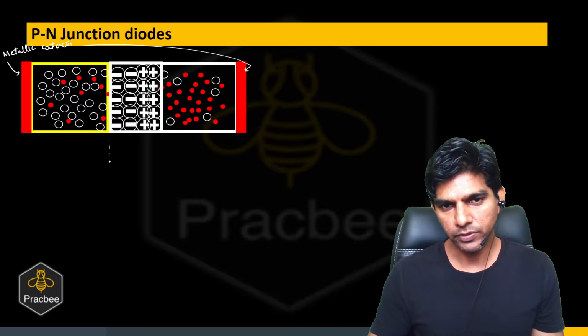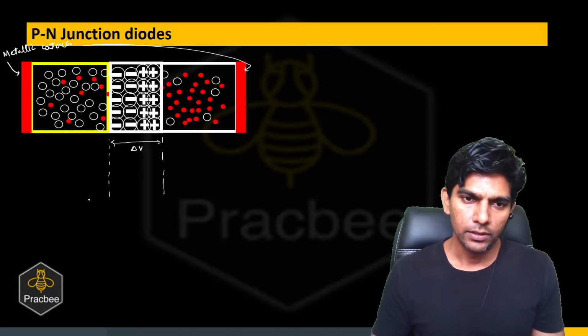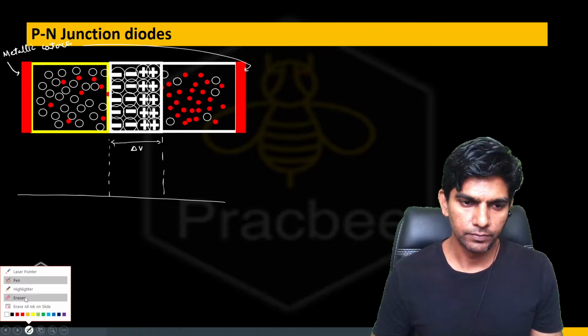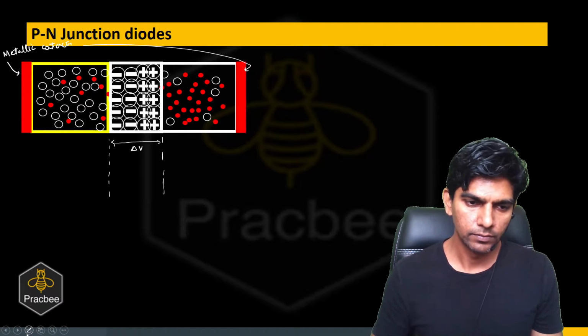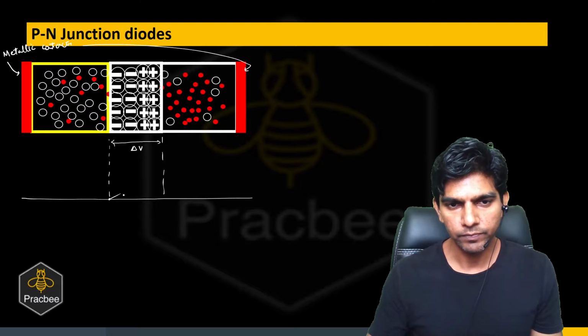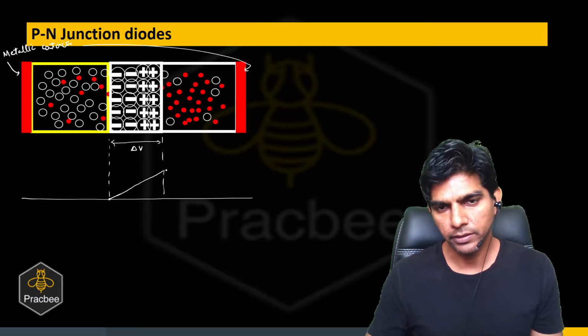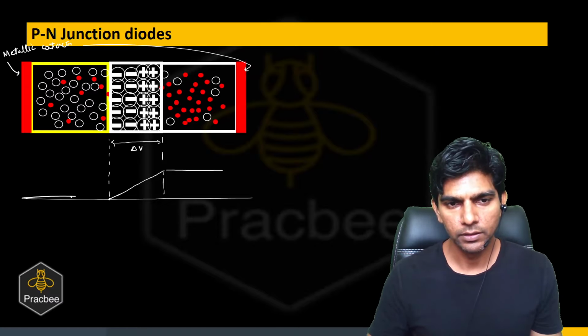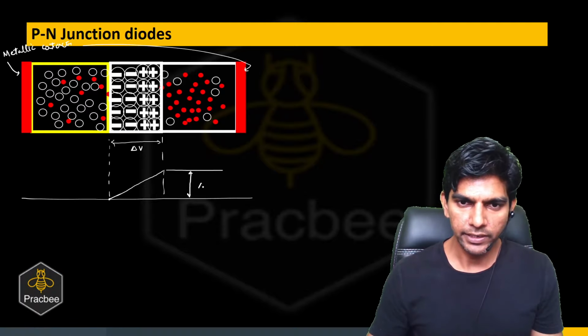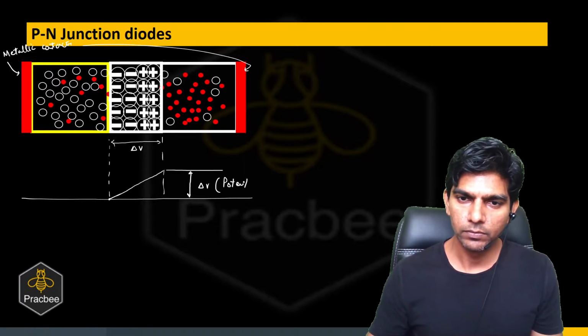So there will be some potential difference at the ends of the depletion region, right? Let us say this is delta V. Now, if I show this on a graph, let us say at the P side the potential is 0, and then it increases, and then it stabilizes, right? Let us say like this. Now this height is delta V, and it is known as the potential barrier.